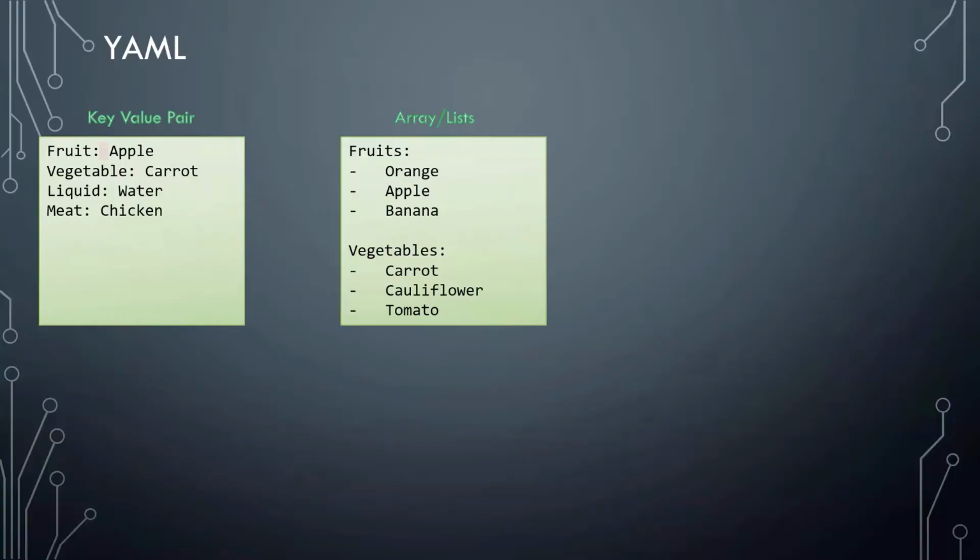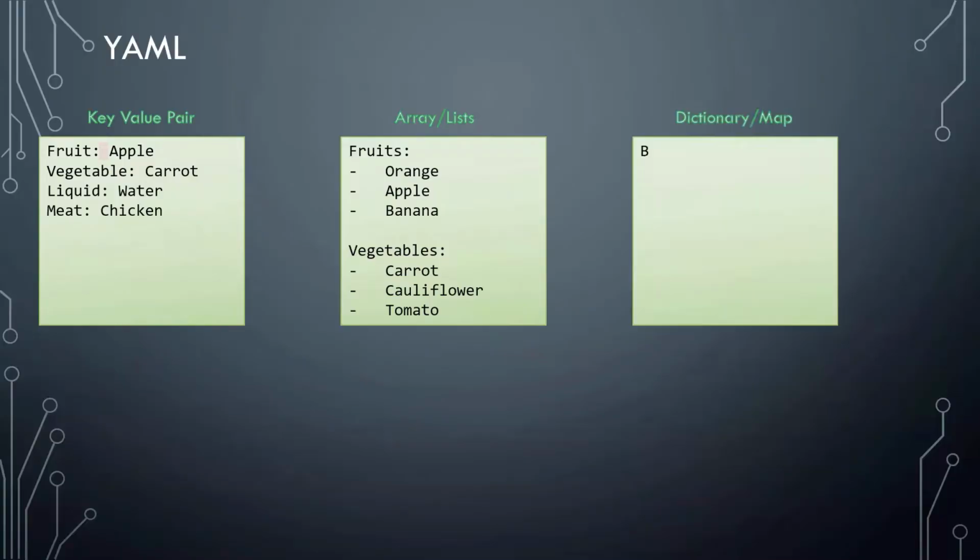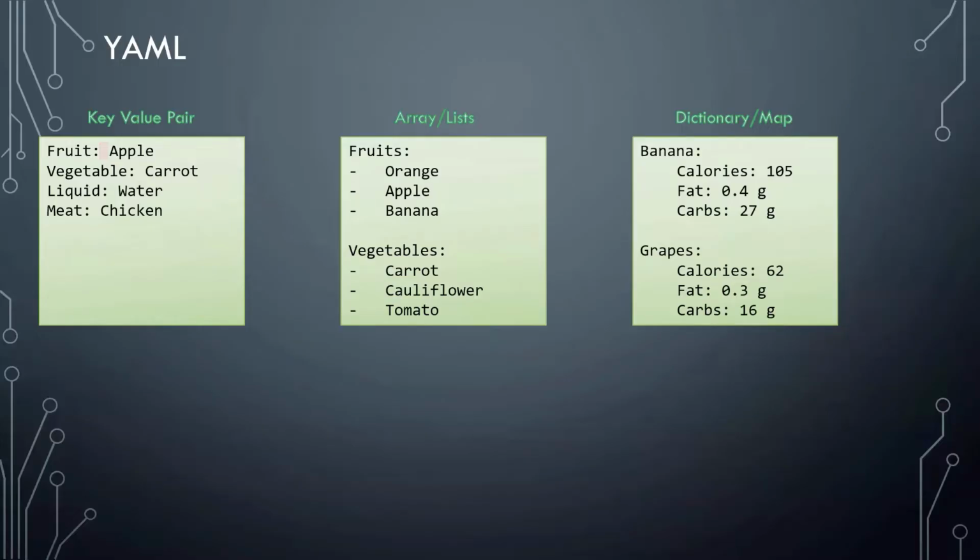How about a dictionary? A dictionary is a set of properties grouped together under an item. Here, we try to represent nutrition information of 2 fruits. The calories, fat, and carbs are different for each fruit. Notice the blank space before each item. You must have equal number of blank spaces before the properties of a single item, so they are all aligned together.